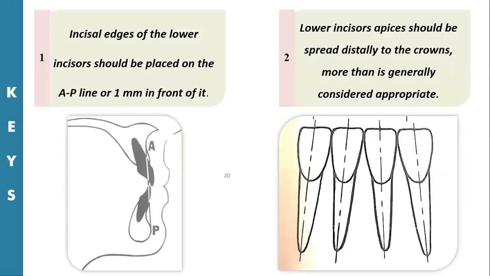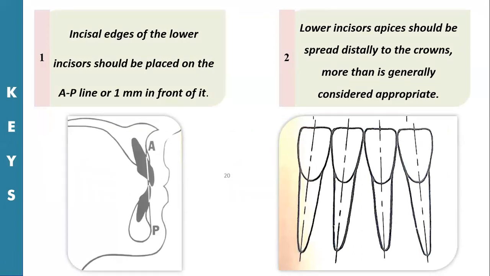The first one is that the incisal edge of the lower incisor should be placed on the AP line or 1 millimeter in front of it. This ensures that the treatment result is stable, and it creates optimum balance in the lower third of the face. AP is what? Point A to pogonion. So you connect this line, and the incisal edge should be either on this line, or it can be allowed up to 1 mm in front of it. This is the first one.